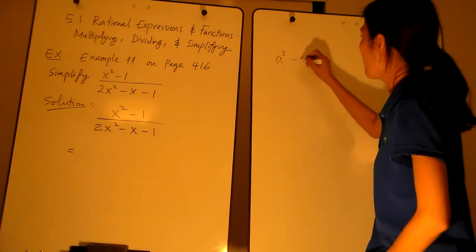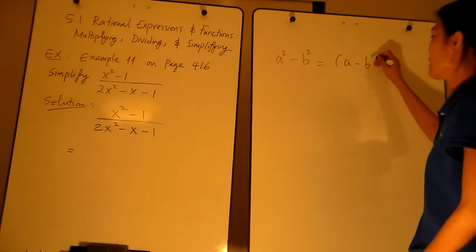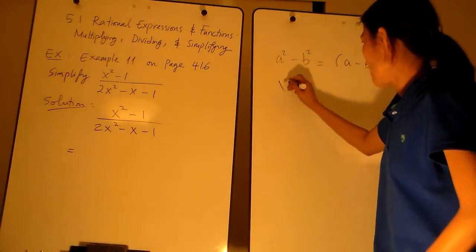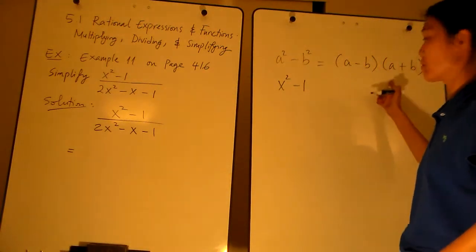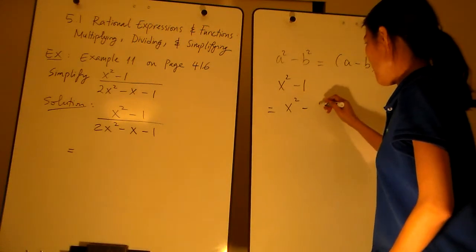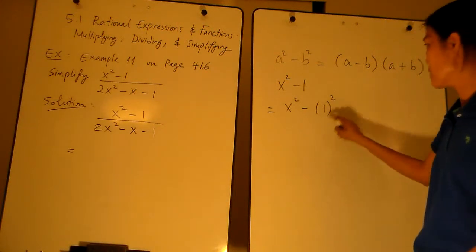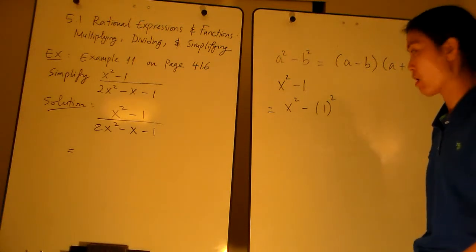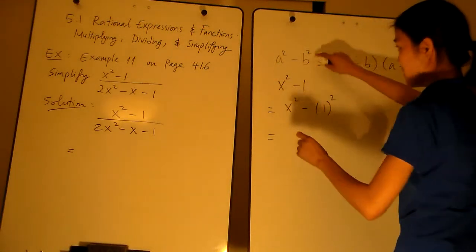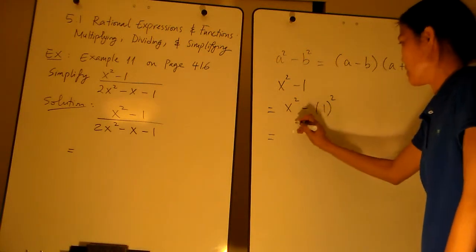Now, review: a squared minus b squared is equal to a minus b times a plus b. This x squared minus 1, you can factor it to this form. So let me rewrite this. Minus 1 can be rewritten as minus 1 squared, right? 1 squared is 1, so we haven't changed the problem. The reason I want to write this is so that I will have the form a squared minus b squared: x squared minus 1 squared. Okay? Knowing that, I know I can factor this now.